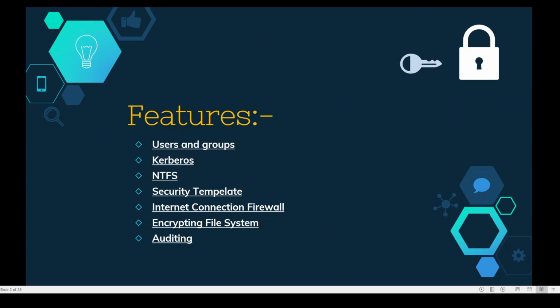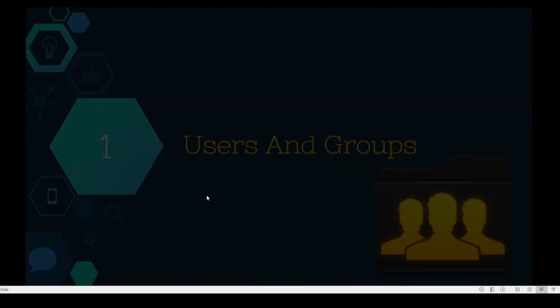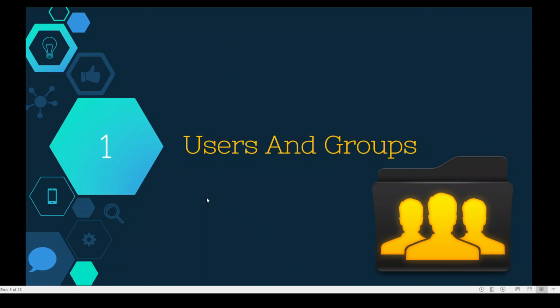In this slide, we are going to talk mainly about the security and protection features in XP. Protection in an OS ensures that each object is accessed correctly and only by those that are allowed to do so, while security prevents us from external threats. We will be talking about users and groups, Kerberos, NTFS, security template, internet connection firewall, encrypting file system, and lastly, auditing. The first and foremost that we are going to talk about is users and groups.